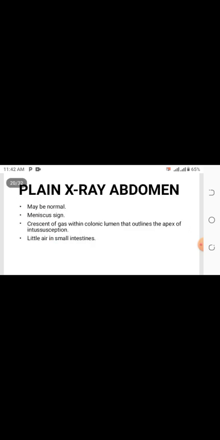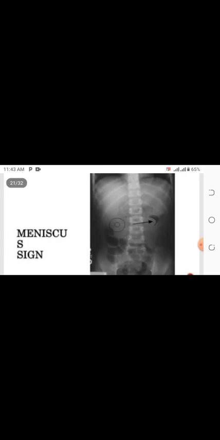When we do a plain X-ray, it may be normal sometimes. We could see Mink's sign. We could see a crescent of gas within the colonic lumen that outlines the apex of the intussusception. Little air in small intestines. And this is what we mean by the meniscus sign. That arrow shows a meniscus sign. There is a demarcation between air proximal and then fluid, which could show us that we have an obstruction somewhere.